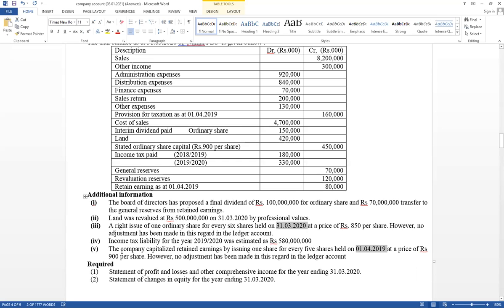All other things normal. It has given income tax adjustment also. There's the statement of profit and loss and other comprehensive income and the statement of changes in equity. Right. First one, draw the format.